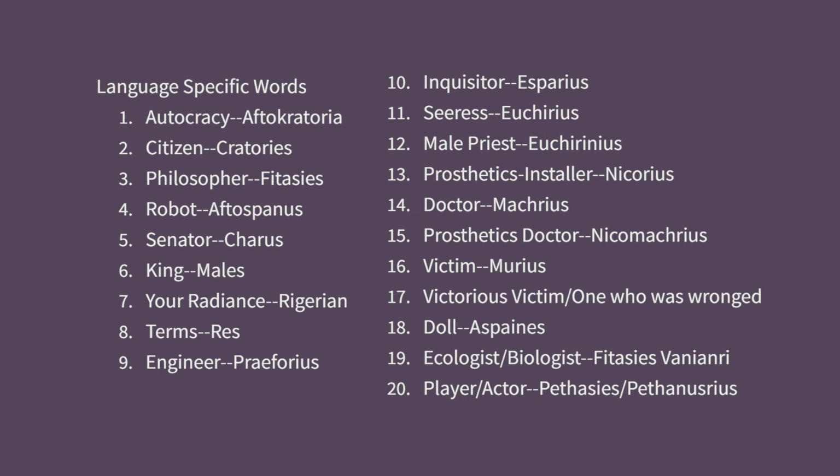A victim is a Murius. A victim who wins a trial and is given the reparation is an Immurius. An ecologist or a biologist or a natural philosopher is a Phytasius, Vanianri. A player or an actor is Pythasius or a Pythanusius.